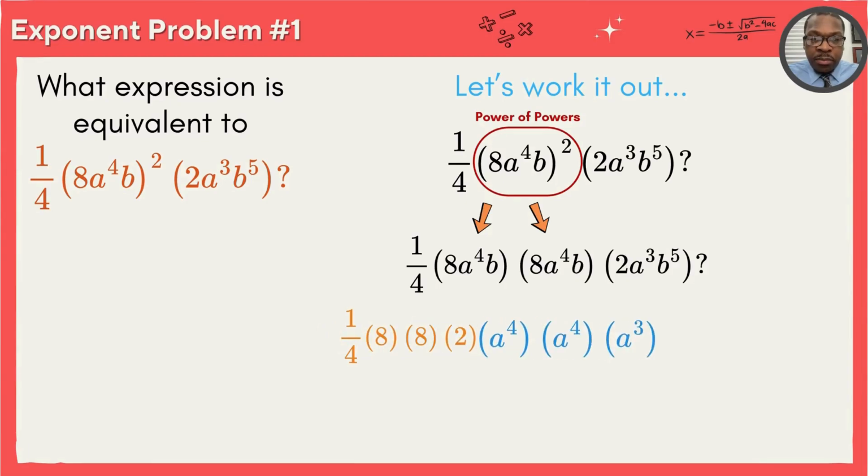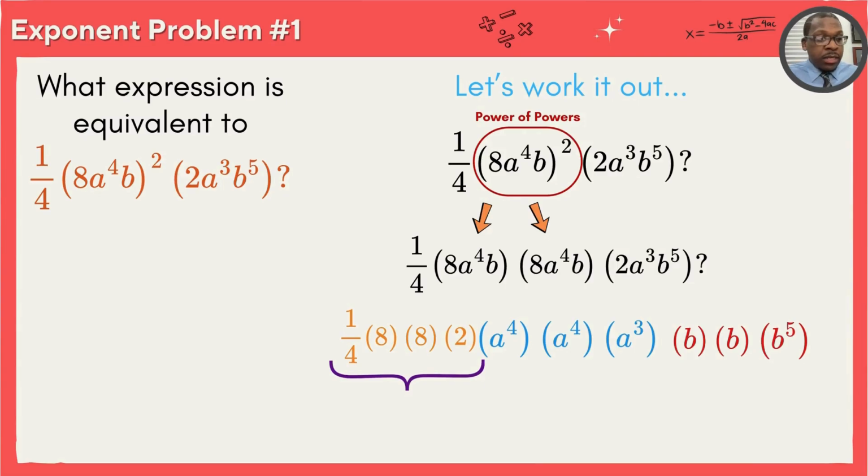Now, what else should we put together? A to the 4th, A to the 4th, A to the 3rd. Okay, what else should we put together? B, another B, and a B to the 5th. And if we are to work those out, 1/4 times 8 times 8 times 2.